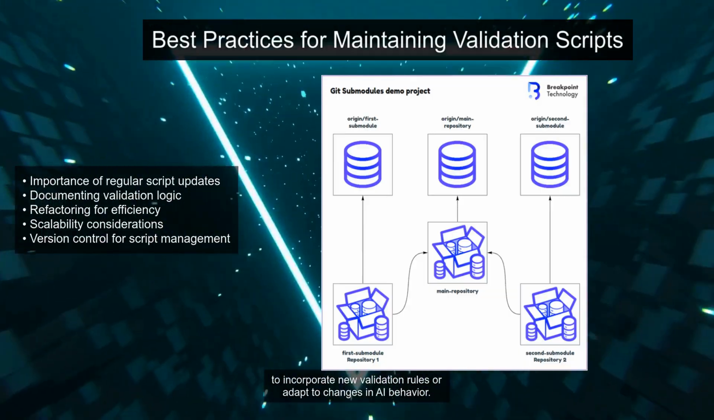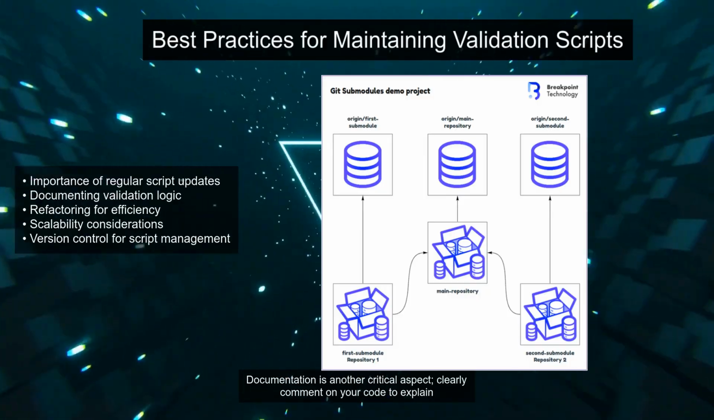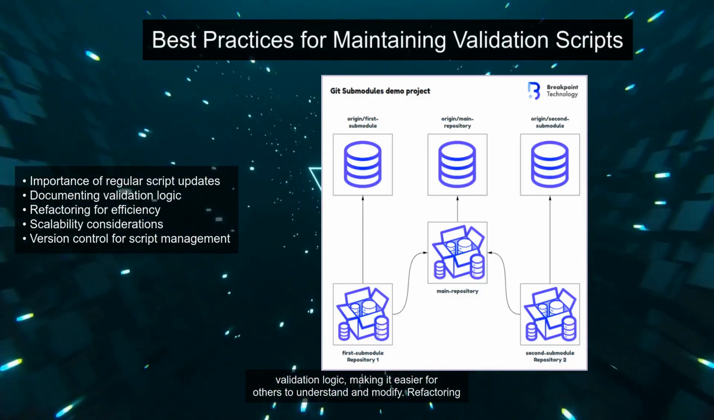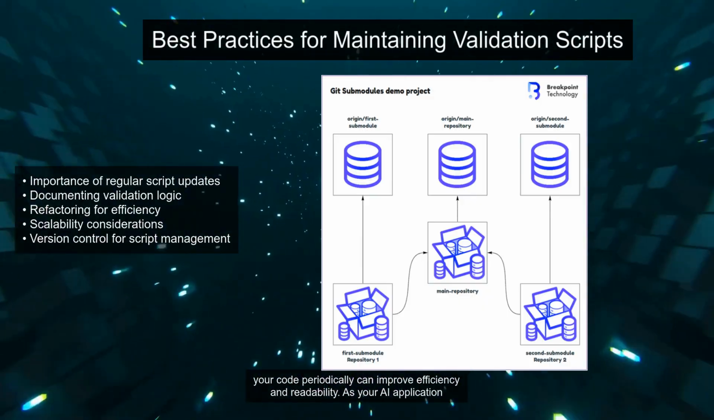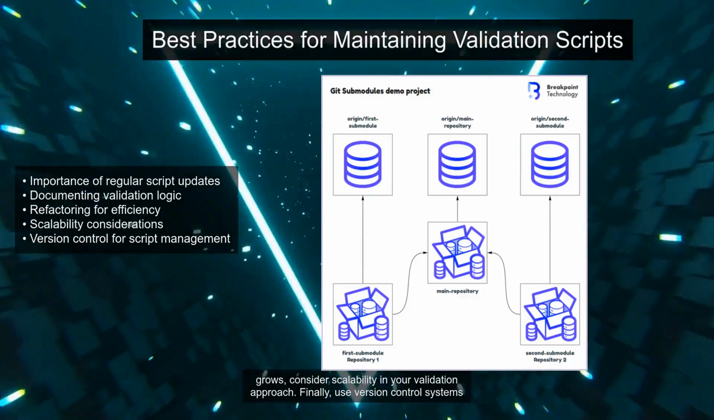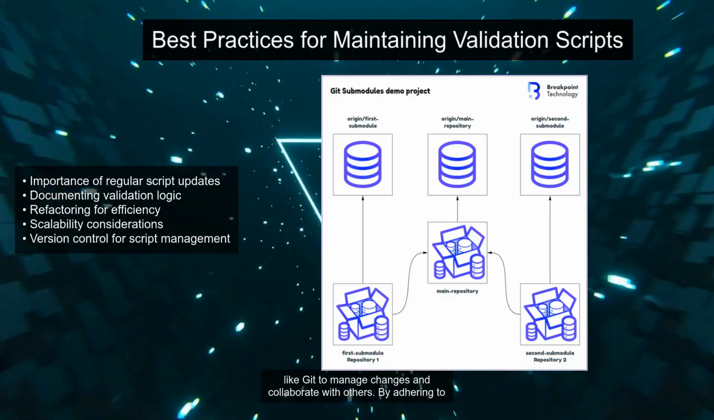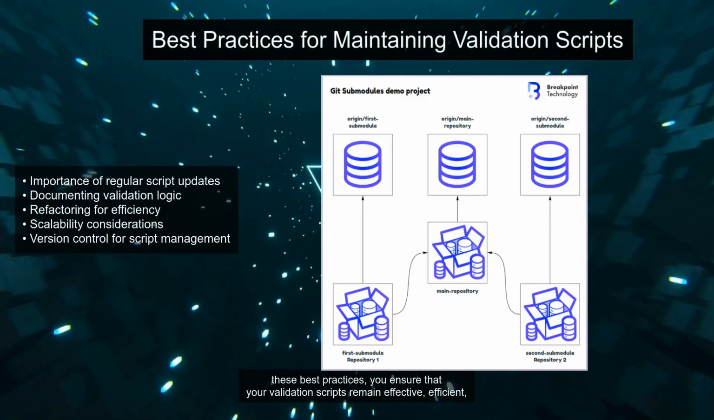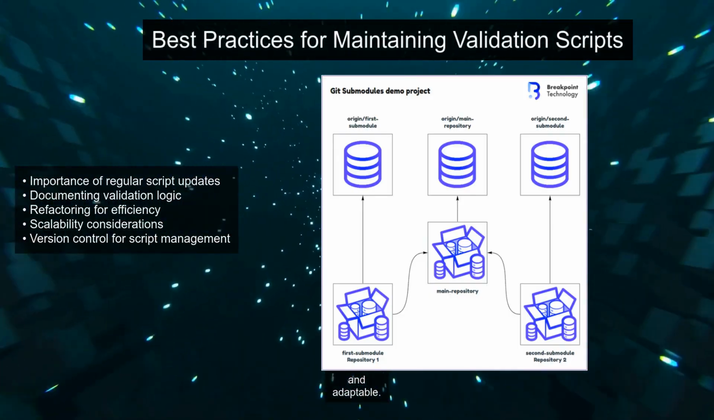Maintaining your validation scripts is an ongoing process. Regular updates are essential to incorporate new validation rules or adapt to changes in AI behavior. Documentation is another critical aspect. Clearly comment on your code to explain validation logic, making it easier for others to understand and modify. Refactoring your code periodically can improve efficiency and readability. As your AI application grows, consider scalability in your validation approach. Finally, use version control systems like Git to manage changes and collaborate with others. By adhering to these best practices, you ensure that your validation scripts remain effective, efficient, and adaptable.